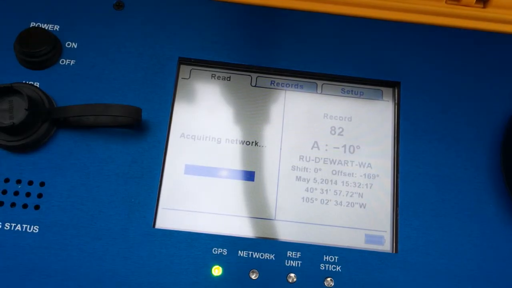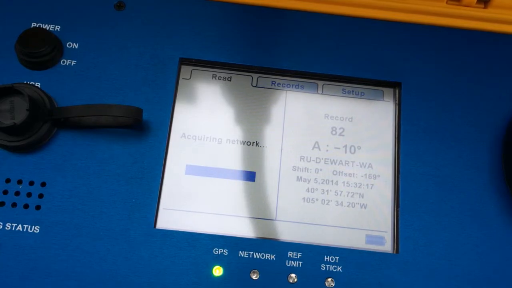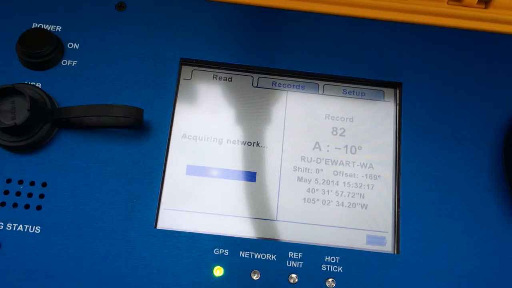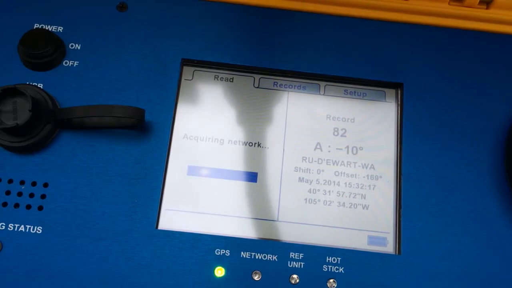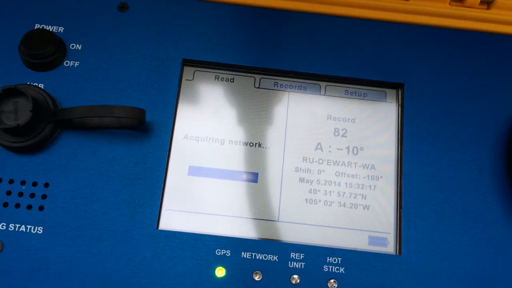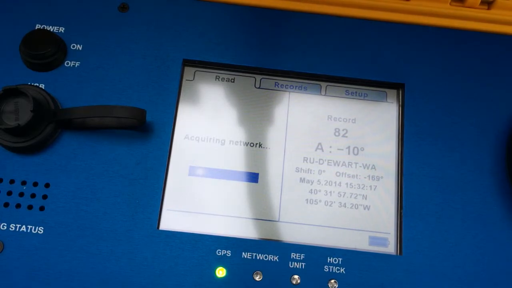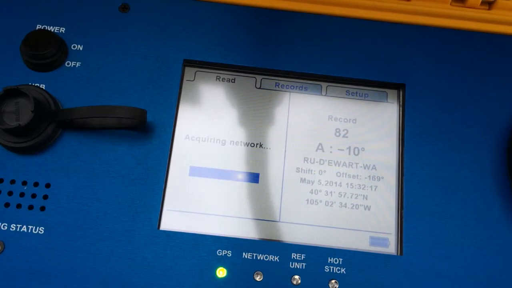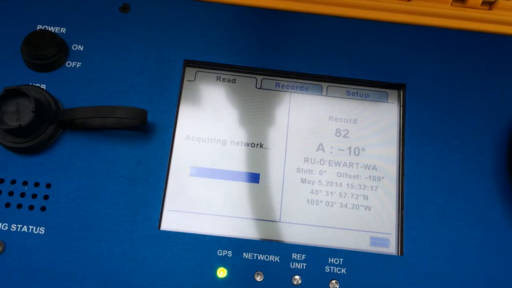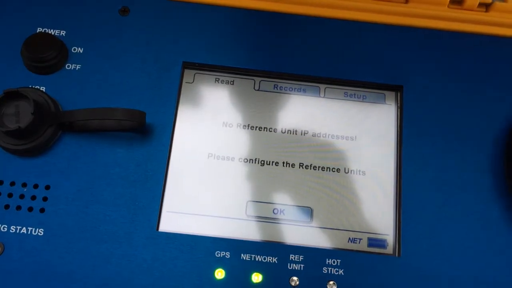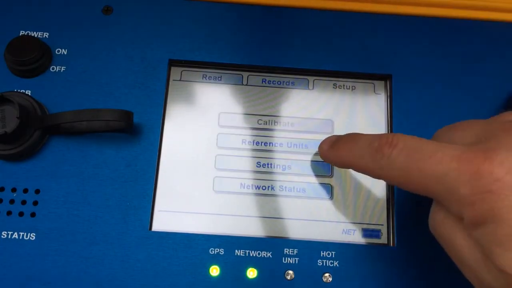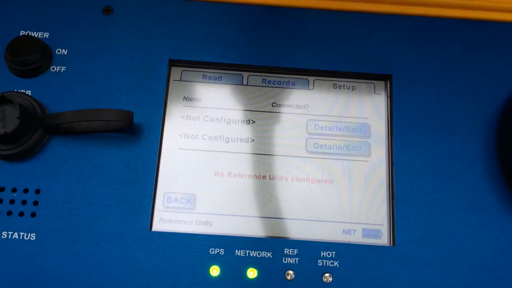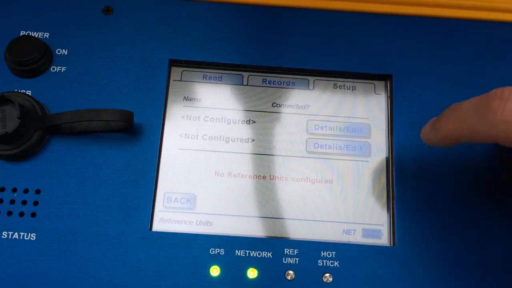All right, GPS is on. All right, now the network light's on. Now the reference unit's not going to come on because I have no reference units in here. So I'm going to enter in the one I have at Riverton in the first placeholder.